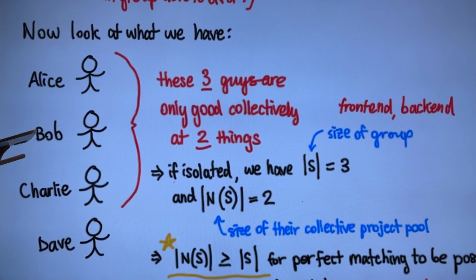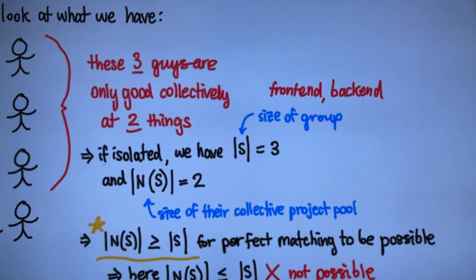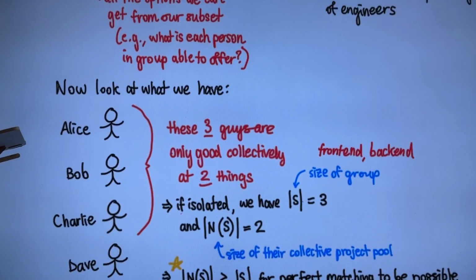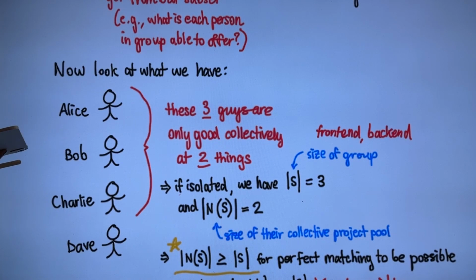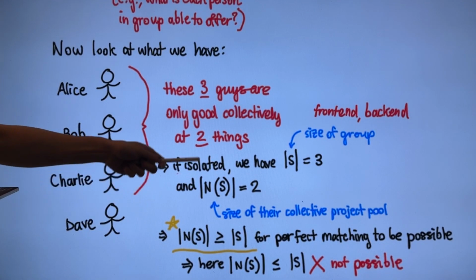What this means, and I wrote it over here in case you forgot, front end and back end, that's the 2 things they are good at. If you isolate this little group of 3 from the bigger group of 4, the size of the subset is 3, because we're looking at 3 people here. And the neighborhood size, in other words, the number of skills they can offer, is 2. The problem is, Hall's condition says you can only get a perfect matching if the size of your neighborhood is at least the size of your group of people.